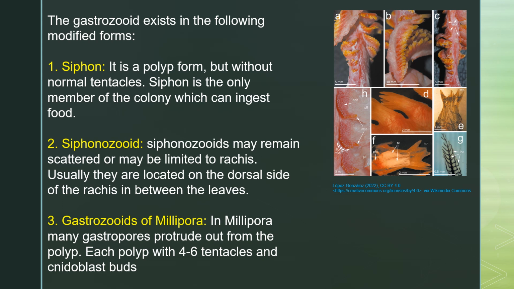The gastrozoid exists in the following modified forms, like siphon. It is a polyp form but without normal tentacles. Siphon is the only member of the colony which can ingest food. Siphonozoids may remain scattered or may be limited to the rachis. Usually, they are located on the dorsal side of the rachis in between the leaves. Then gastrozoids of Millepora: many gastrozoids protrude out from the polyp, each polyp with 4 to 6 tentacles and nidoblast buds are present.